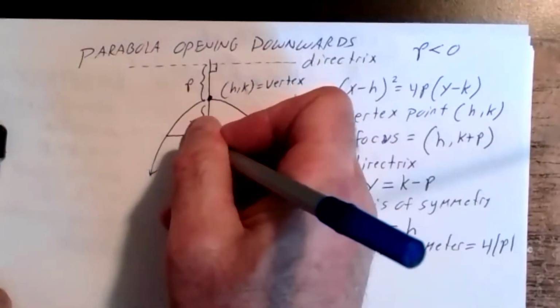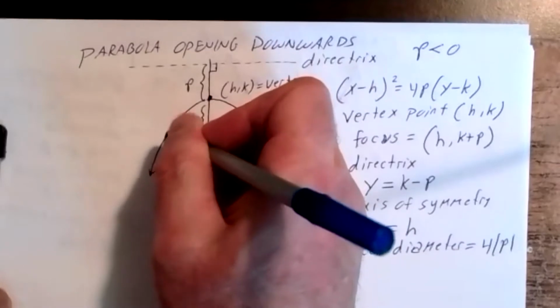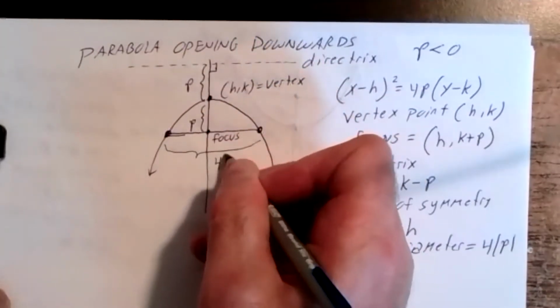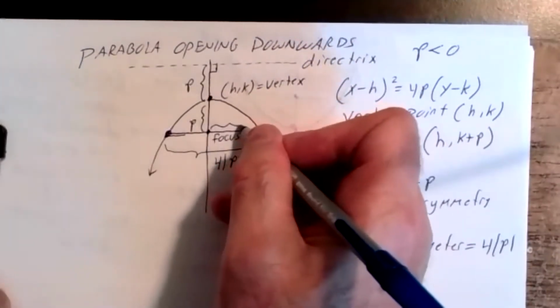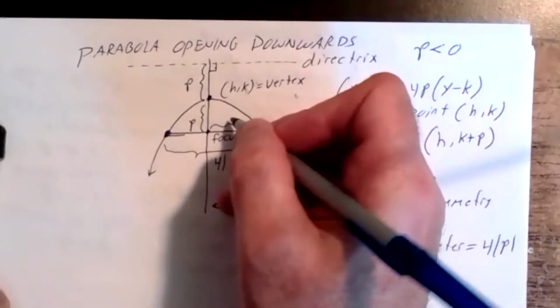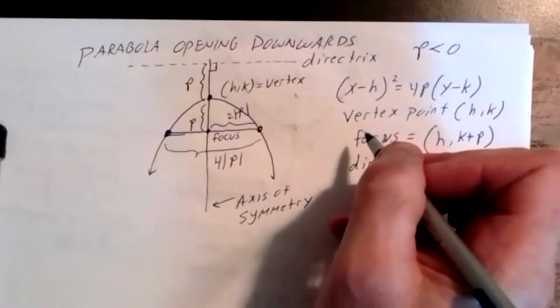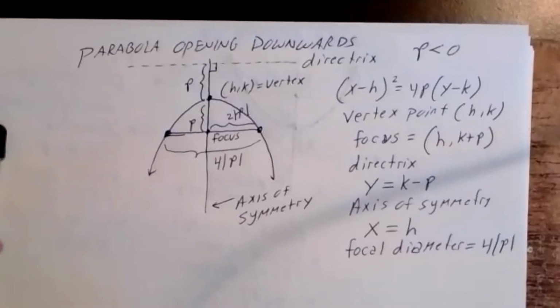And of course, you have this line here that goes through the focal point. It's called your latus rectum. Its total length is 4 times the absolute value of p. And so the length of one of these half line segments of the latus rectum would be 2 times the absolute value of p. That's for a parabola that opens downward.